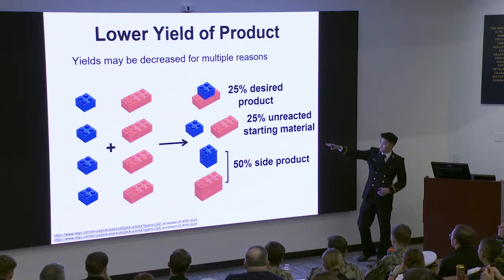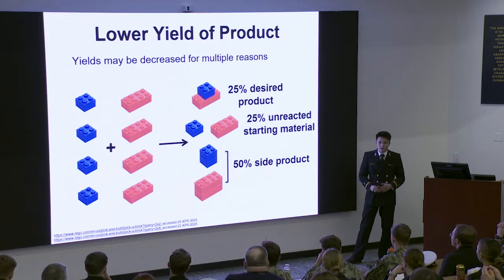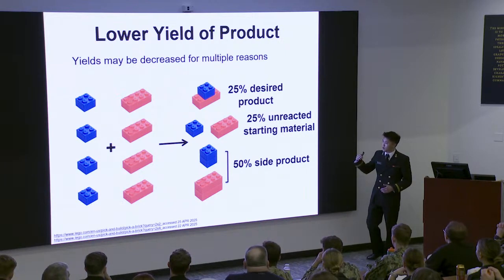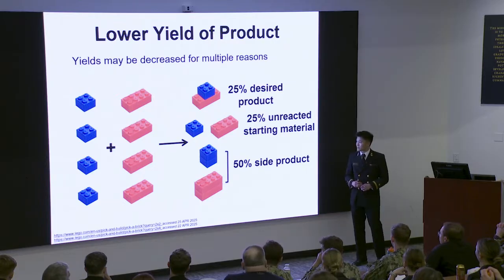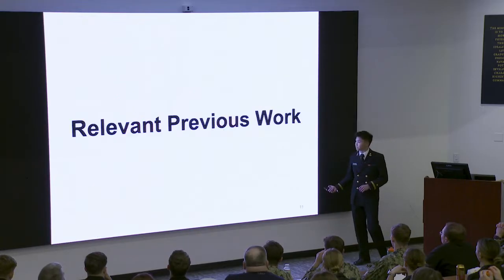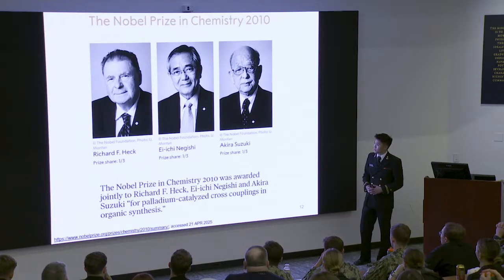This is represented by the uncombined blue and red blocks as well as the blue over blue and red over red blocks. The purpose that I'm describing the significance of reaction yield as well as potentially side product formation is because these concepts will be discussed in depth later during the results. So now, some relevant previous work for my project.